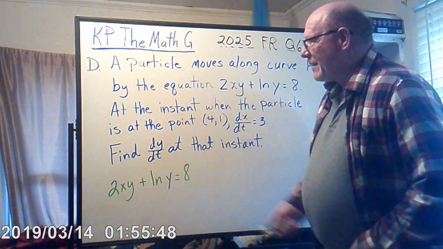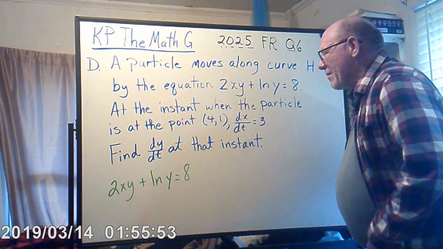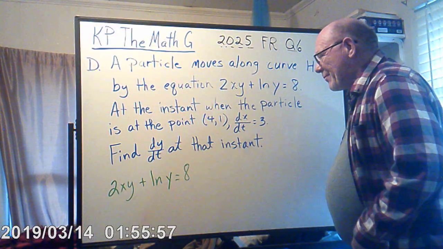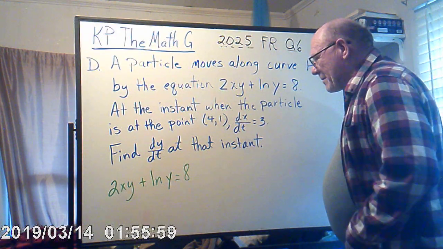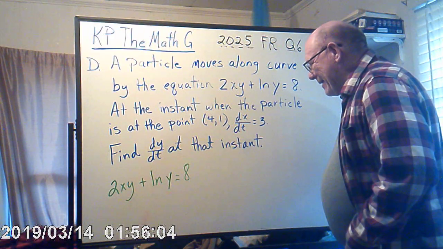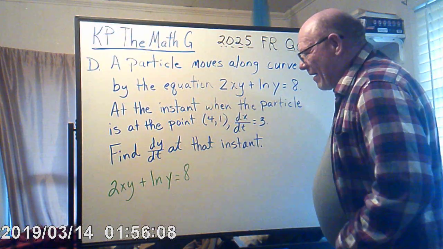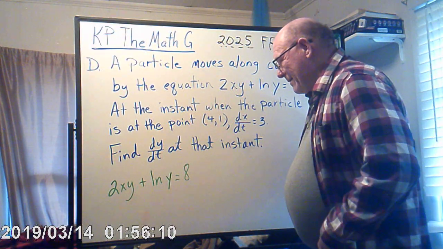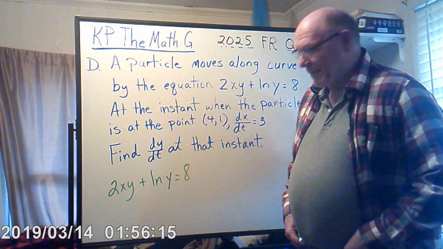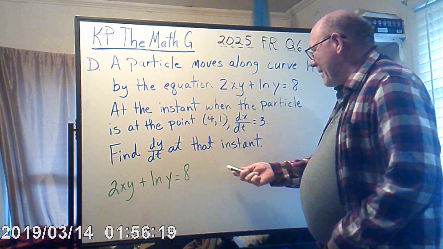Let's look at it. It says a particle moves along a curve h by the equation 2xy plus lny equals 8. At the instant when the particle is at 4, 1, dx over dt is equal to 3. Find dy over dt at that same instant. So we got 2xy plus lny equals 8.